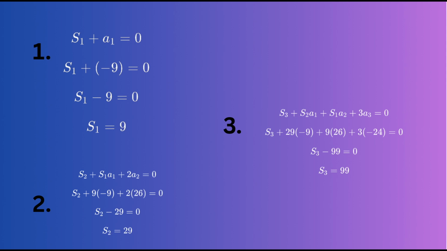For the cubes, S3 plus S2 A1 plus S1 A2 plus 3A3 equals 0. S3 plus 29 times negative 9 plus 9 times 26 plus 3 times negative 24 equals 0. S3 minus 99 equals 0. S3 equals 99.